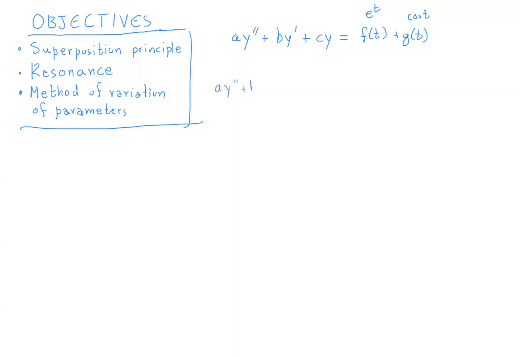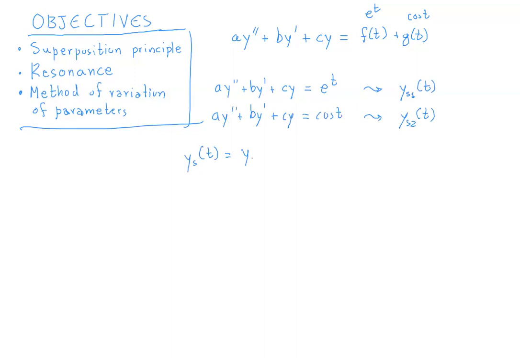So find a solution for this. So let's say this is y special 1 of t. And then find a solution for this. So call this y special 2 of t. And then the special function which you want to use is the sum of the two.